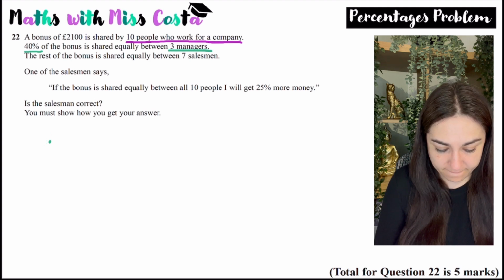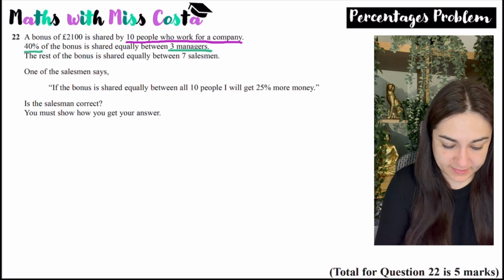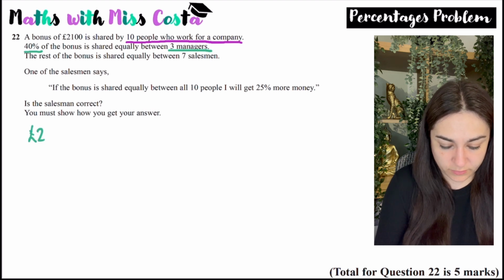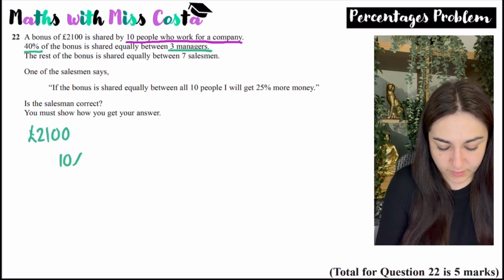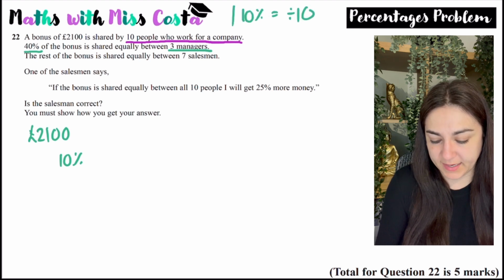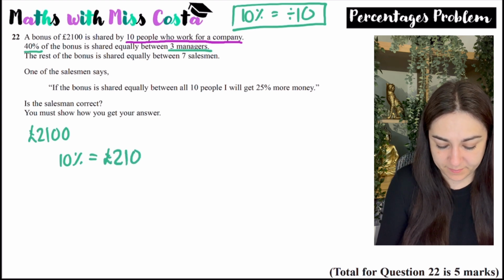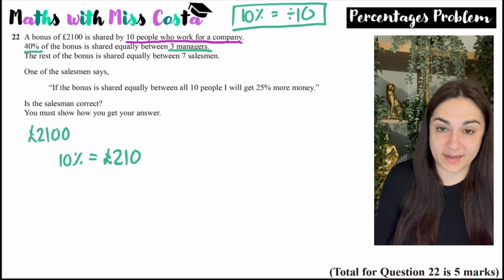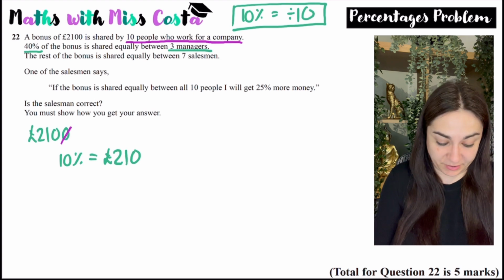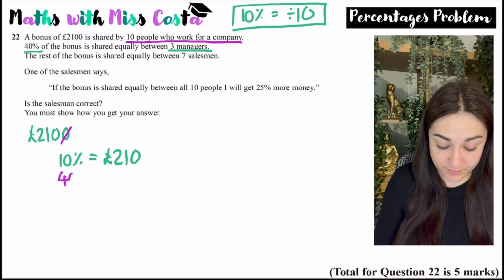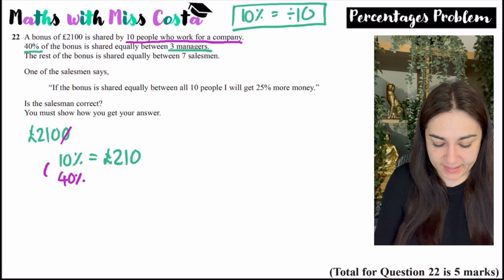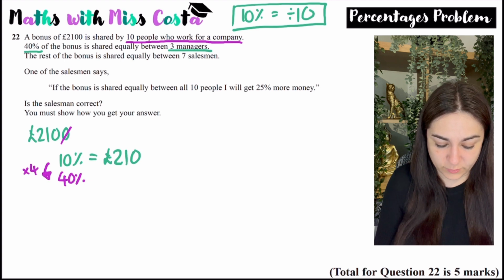So let's start. This is a non-calculator paper. You've got 2,100 is your total. And let's start by working out 10%. Remember, the trick for 10% is to divide by 10. So 10% is going to be £210. And on non-calculator, if you've got a number that ends in 0, you just chop off a 0 to divide by 10. So 10% is £210. I then need to work out 40%.